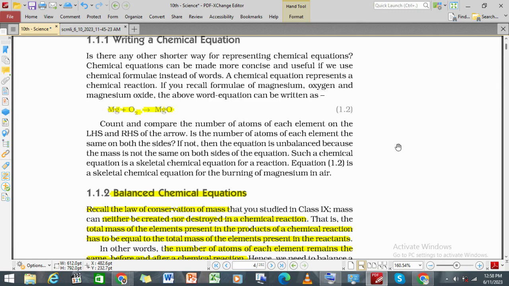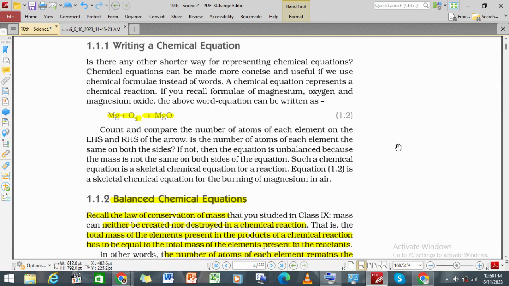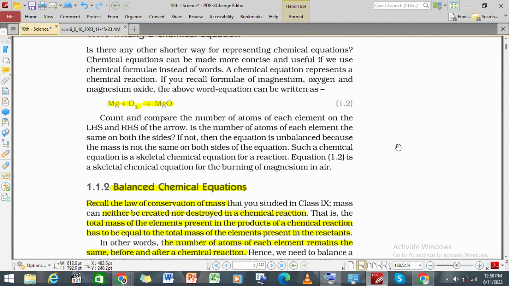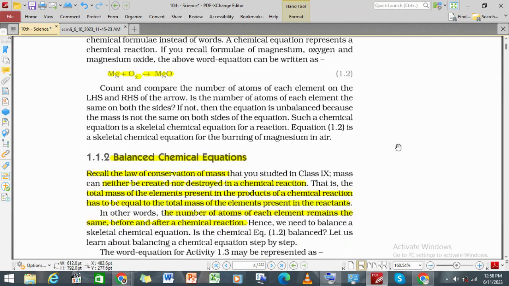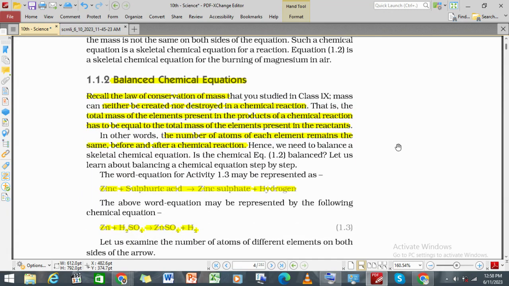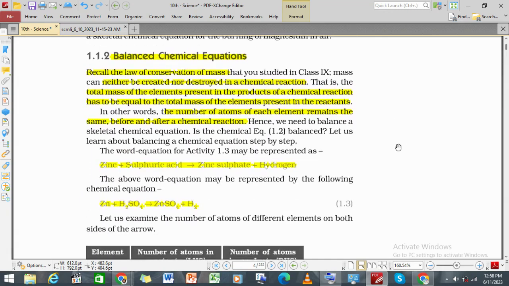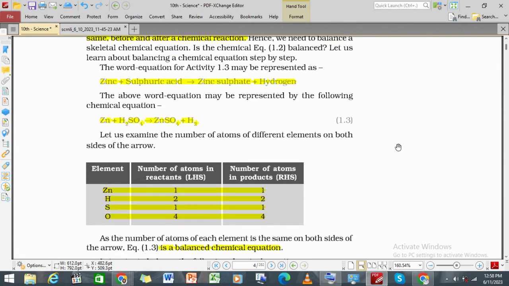All right. Now, this is how we can write the chemical reaction. We have to use the element symbols before writing, and we have to use the plus sign for adding and the arrow for giving out. Now, how can we balance the equation? By recalling the law of conservation of mass, mass can neither be created nor destroyed in a chemical reaction. The total mass of elements present in the products of a chemical reaction has to be equal to the mass of elements present in the reactants. In other words, the number of atoms of each element remains the same before and after the chemical reaction.